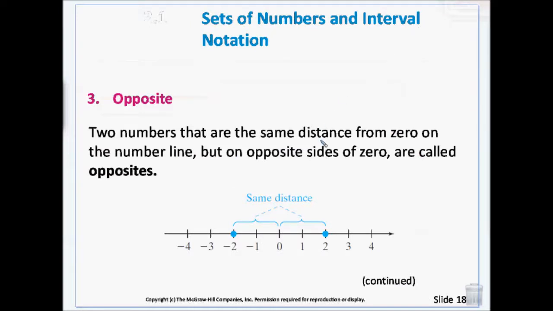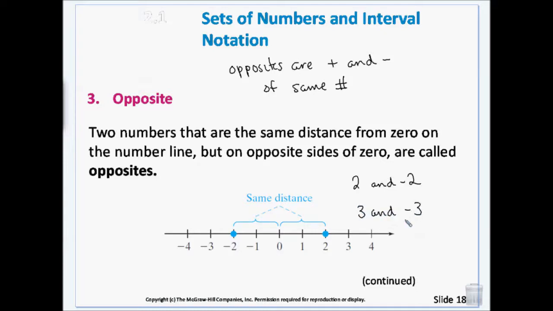Opposite is different than absolute value. They're the same distance away, but you're not looking at the distance. So you're not talking about positive. Opposites are the same distance away from 0. So opposites are the positive and negative of the same number. Okay, so in this case, 2 and -2 are opposites. And that's true for any number. 3 and -3 are opposites.